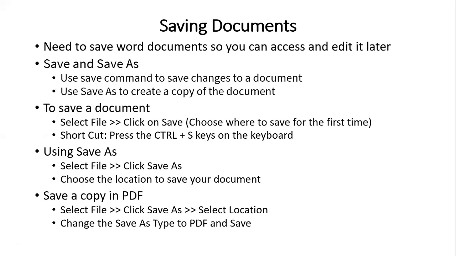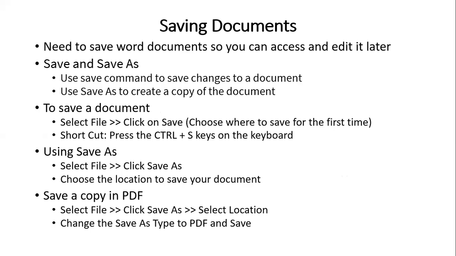Now, saving documents. So normally we use Control S. On your keyboard, you see CTRL, that's the Control key, and then you add the S. You hit it together, so Control and S, and then you save. Or you can go to the Backstage view and go to Save.